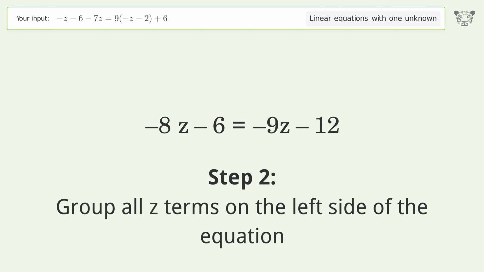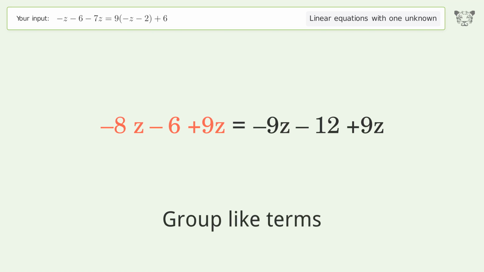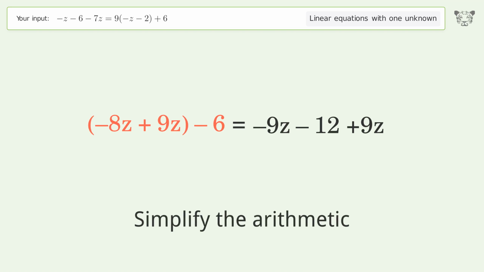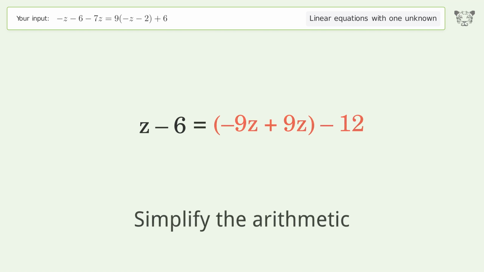Group all z terms on the left side of the equation. Add 9z to both sides. Group like terms. Simplify the arithmetic. Group like terms. Simplify the arithmetic.